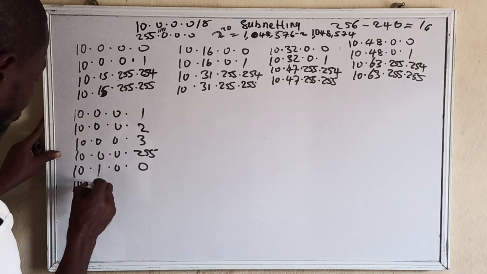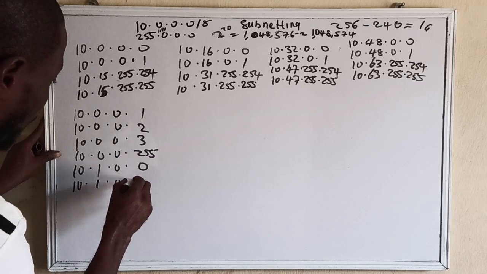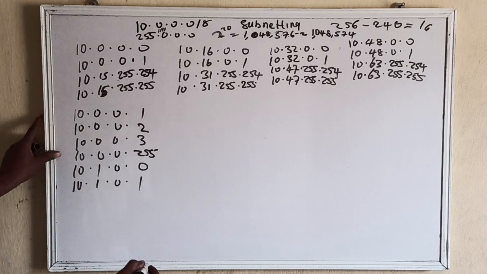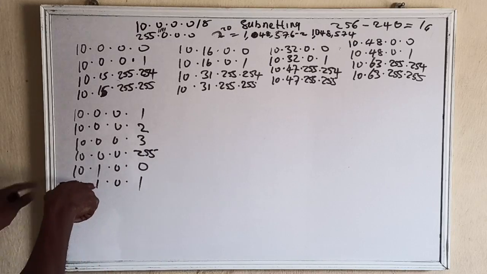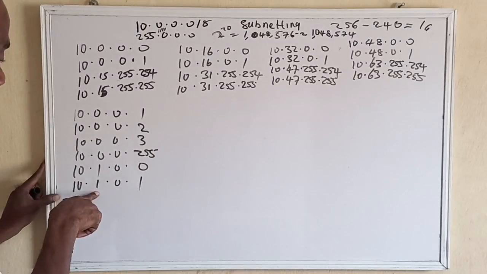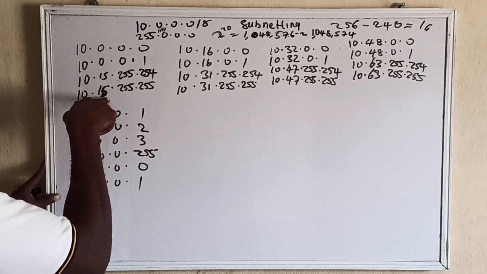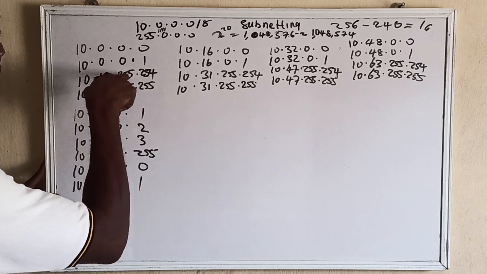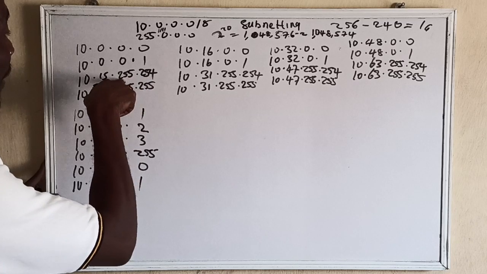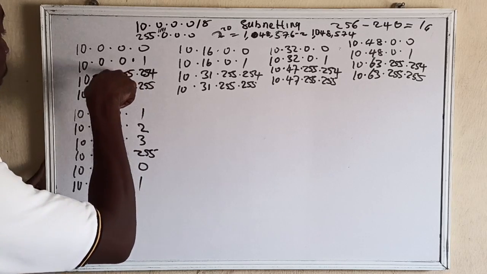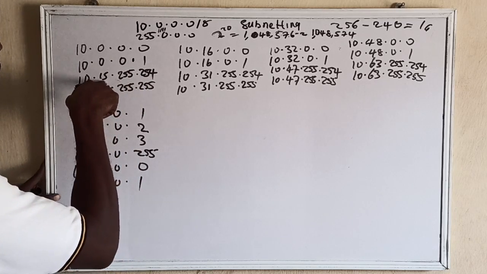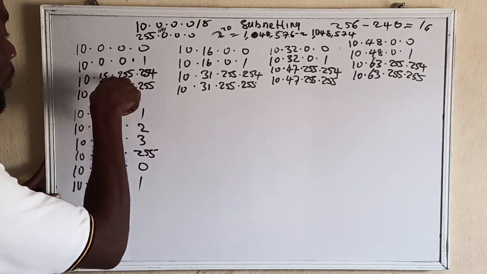10 dot is running 1.0.0.1. It will still change. This must get to 255 before this third one changes. So you can see it got to 16. You get to 15 here, which is the last. This is the last one, which means this one has changed to 255 before this one will come to 1. This one must have finished 255.